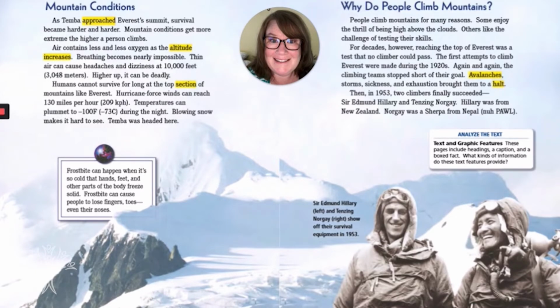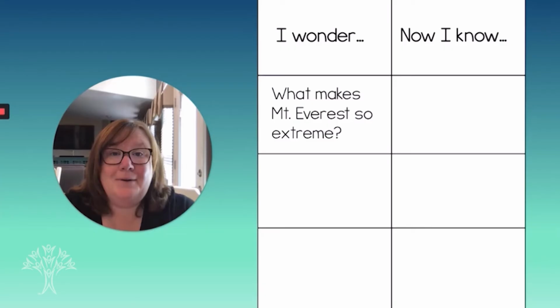Humans cannot survive for long at the top section of mountains like Everest. Hurricane-force winds can reach 130 miles per hour. Temperatures can plummet to negative 100 degrees Fahrenheit. Blowing snow makes it hard to see. Tembas was headed here. Frostbite can happen when it's so cold that hands, feet, and other parts of the body freeze solid. Frostbite can cause people to lose fingers and toes, even their noses.